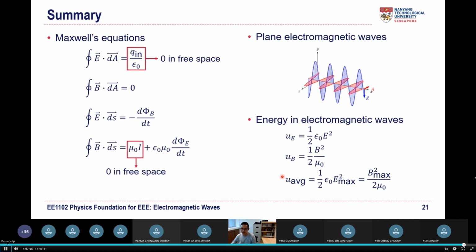And we talked about how energy is stored in electromagnetic waves, because the electric field and the magnetic field all store energy. And because it's something that changes with time, when you are asked about the average, then you have to average it over time. Okay, and that will give you this kind of equation.